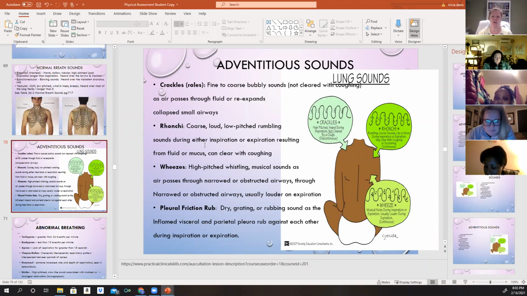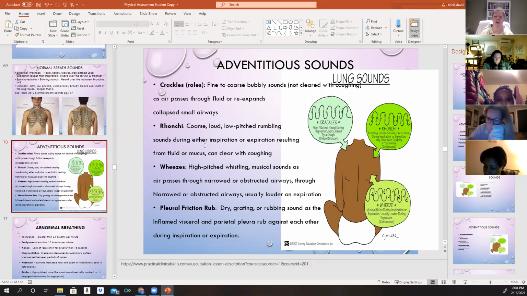They're sounds that you hear as air passes through fluid. So any kind of fluid, any just regular fluid, pus, infection, or that re-expands collapsed small airways. So what happens is all those little alveoli, they get wet, they get lots of fluid in them or pus, and then they collapse. And then when they're trying to reopen again, that's that sound of all that little crackles. And that's exactly what it sounds like, is crackles. And they don't clear with coughing. So I want you guys to remember that.